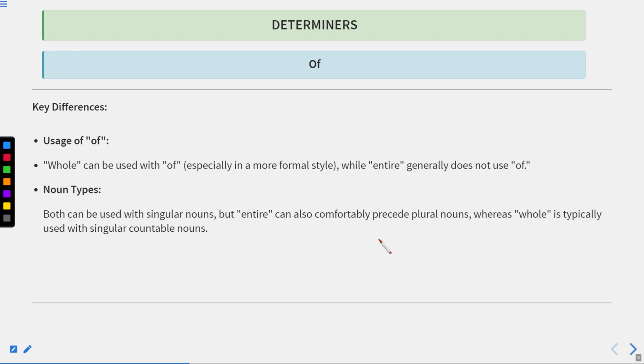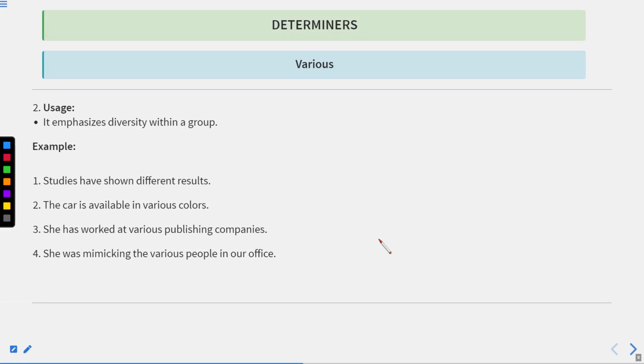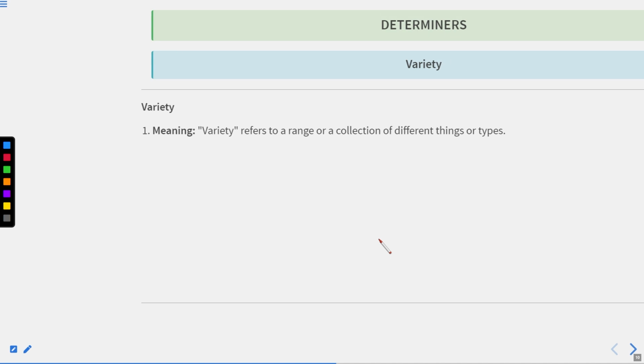Okay, now the next examples are for "various." The car is available in various colors. She has worked at various publishing companies. She was mimicking the various people in our office. Okay. Now let us move to the next one.